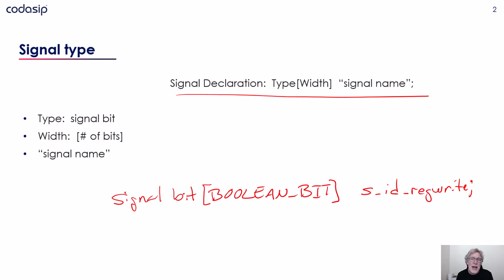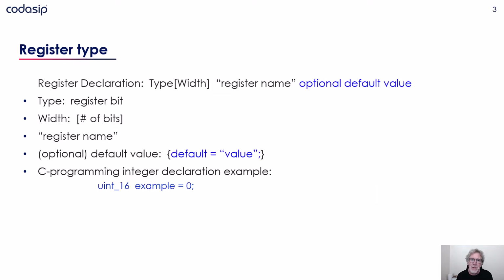Now let's take a look at the next type of variable type in CodAL, register type. For the register type, we actually have an optional value you can put at the end, which is the optional assign its default value. So let's take a look at the register type example up here. Here's the basic format. And if you look at the very bottom here, we have an example of using an integer unsigned 16-bit declaration and setting a default value of 0. So we're going to do something very similar to that as our example for register type declaration.